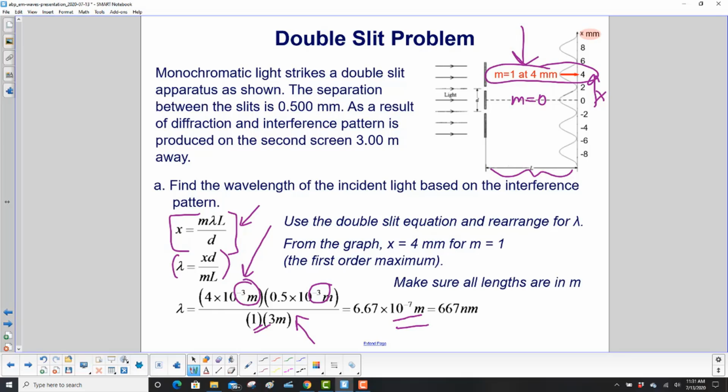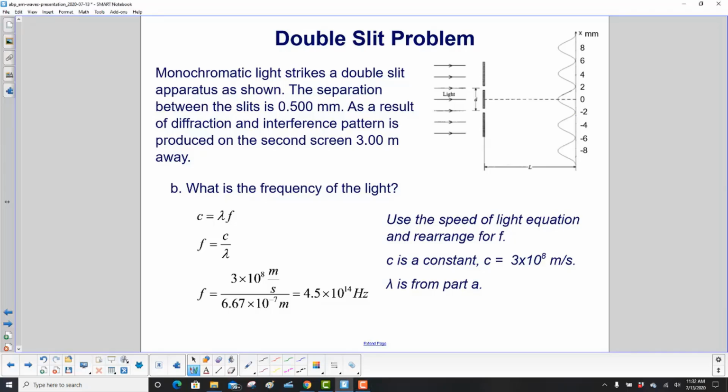And then if you want to express it in nanometers, because visible light is in that range, 667 nanometers, that's visible light, you would move the decimal over 2 to the right. That would decrease this power by 2. So it would go from -7 to -9, and -9 meters is a nanometer. So here's our answer in nanometers.